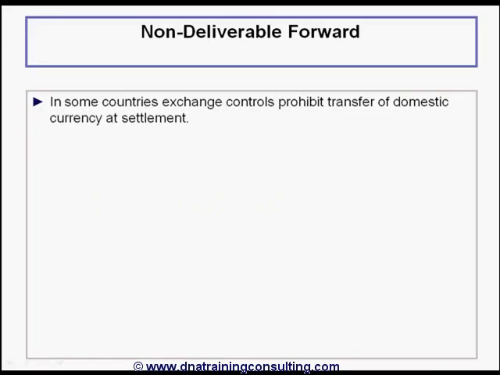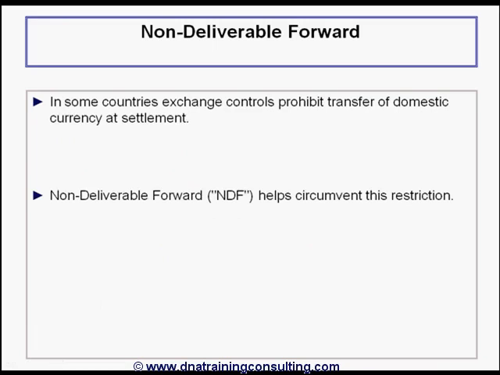Some emerging market economies impose foreign exchange controls and do not possess a forward market for non-domestic participants. Since, for some parties, it is therefore not possible to physically transfer the domestic currency at settlement, the non-deliverable forward, or NDF, was created as a way to circumvent this restriction and allow hedgers and speculators to establish a long or short position on the domestic currency.